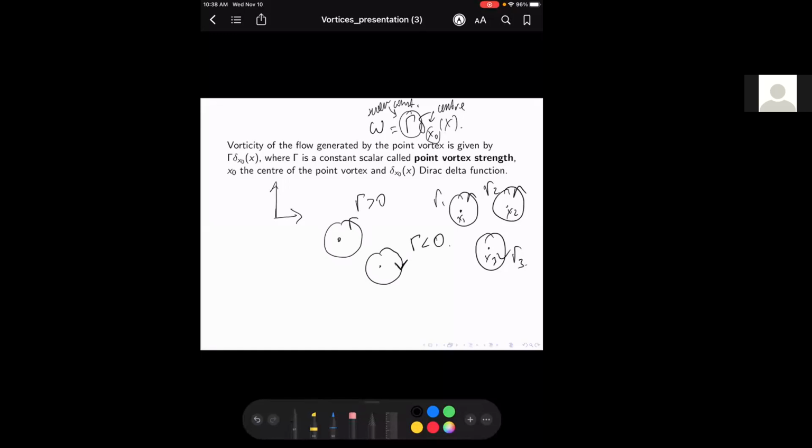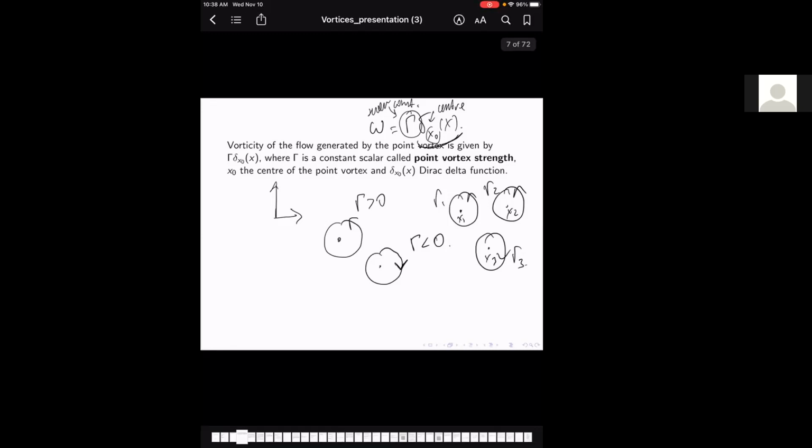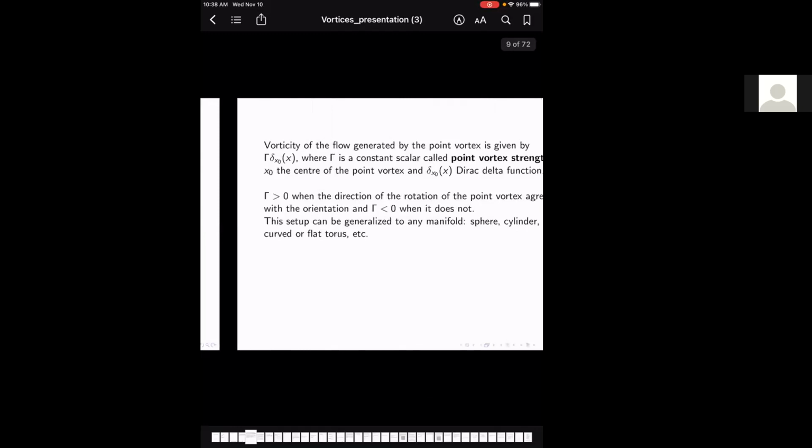I forgot to mention that delta of x0 of x is the Dirac delta function. So it is zero when x0 is not equal to x, and infinity when it is equal to x. So it's practically indicating whether x0 coincides with x. So this is the same thing but written.